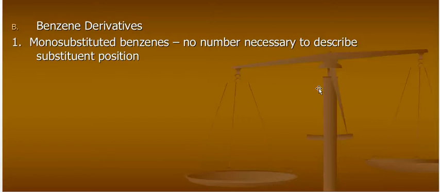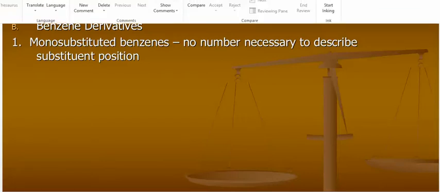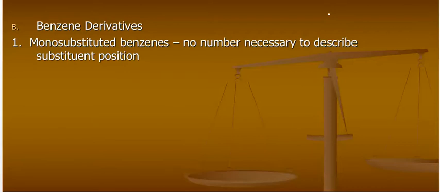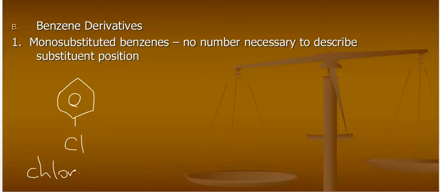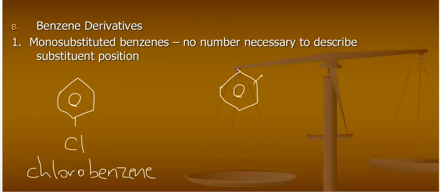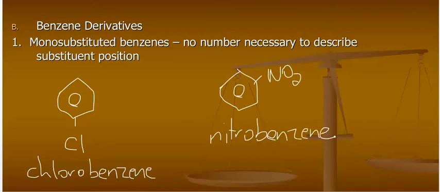When we name benzene rings, there are mono-substituted benzenes. We don't have to have a number to indicate the substituent. For example, this is a mono-substituted benzene. I would just call this chlorobenzene. I don't have to say 1-chlorobenzene because I know it's on carbon 1. There's only one substituent group. This compound would be called nitrobenzene. The NO2 group is called nitro, so nitrobenzene.